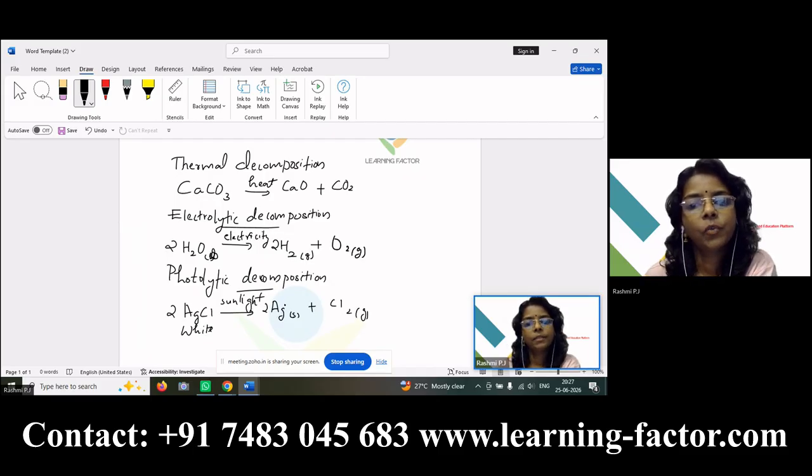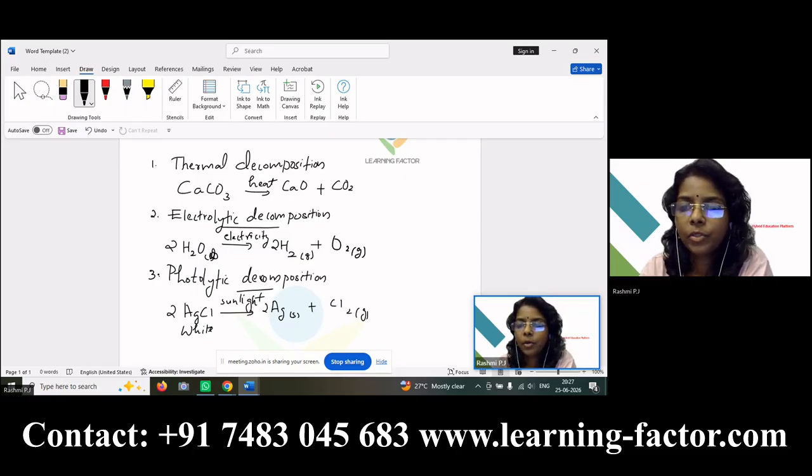So there are three types of decomposition reaction. One is thermal decomposition reaction, second is electrolytic decomposition, and third is photolytic decomposition. So these are about decomposition reaction.